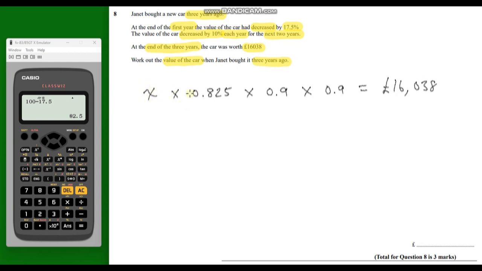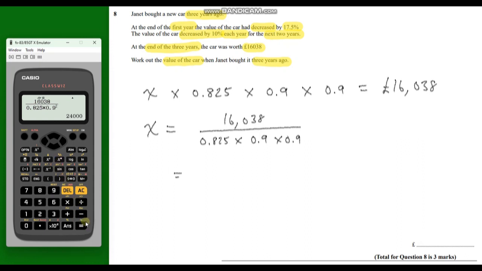So to get X on its own, we're just going to divide by all of this. So X is going to equal 16,038 divided by all of this, so 0.825 times 0.9 times 0.9. So if I just put that into the calculator, 16,038 divided by 0.825 times 0.9, I could just put 0.9 squared, and that gives us 24,000. So that's always a nice answer to get with these sort of questions. So our answer for this one is £24,000.